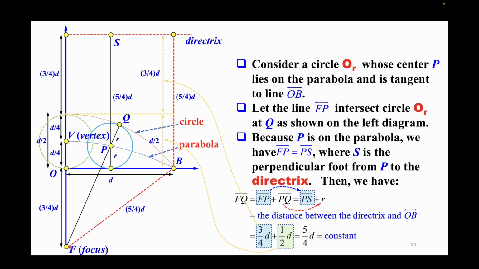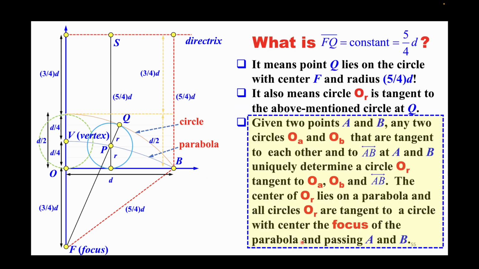Therefore, the distance going from F to Q is equal to the distance from the line OB to the directrix, which is a constant for a parabola. So this distance is 5/4 times d, which is a constant. So what does that mean by FQ being a constant?